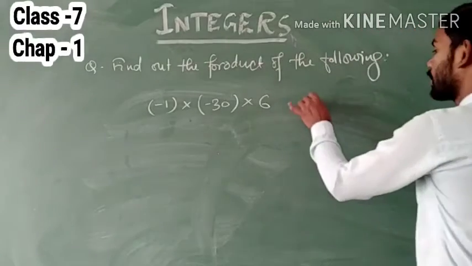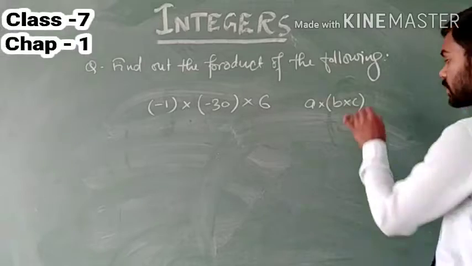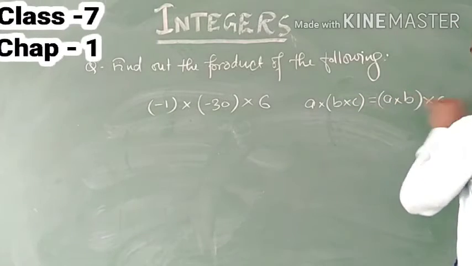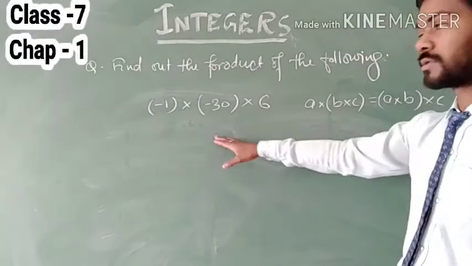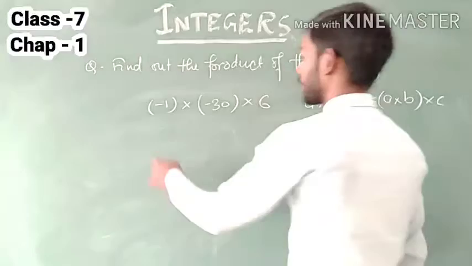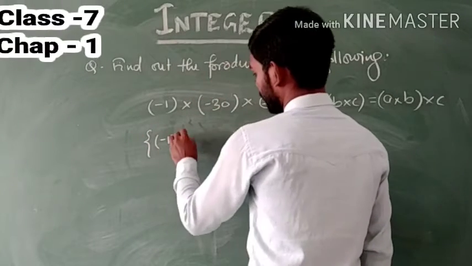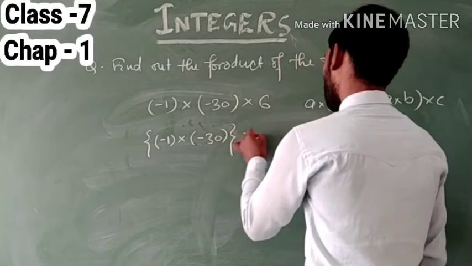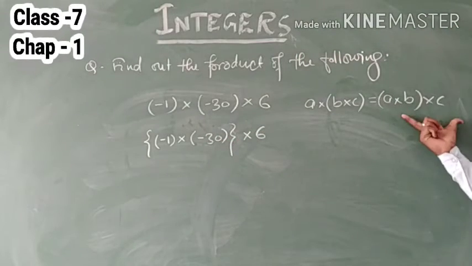We know that a multiplied by b multiplied by c is equal to a multiplied by (b multiplied by c). Since in the question the first two integers have the same sign, we shall write this like this: (minus 1 multiplied by minus 30) multiplied by 6. That is, we shall use the right hand side of this property.